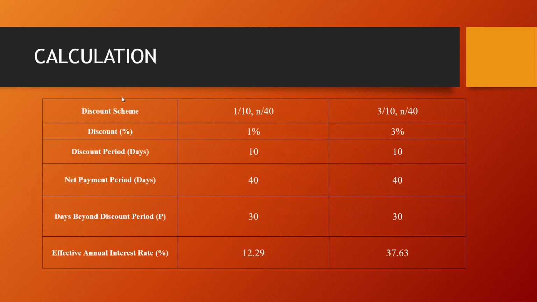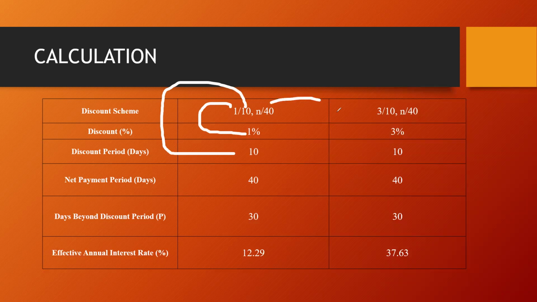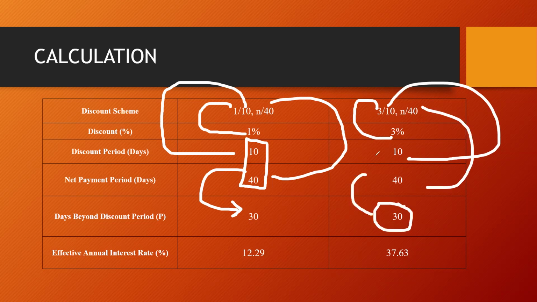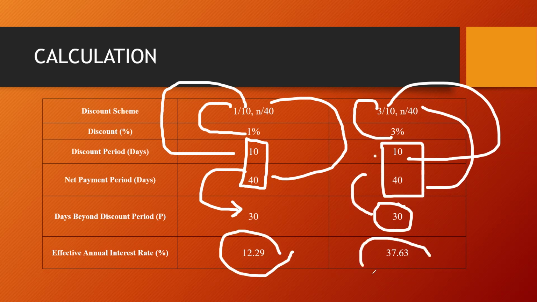So let me show it here. 1 is the discount percentage, 10 is the discount period, and the total credit period is 40. The difference between these two is 30. Likewise, 3 is the 3% discount, 10 is the discount period, and 40 is the net payment period, the credit period of 40 days. The difference is 30. If you apply it in the formula, you will get 12.29% and 37.37%.